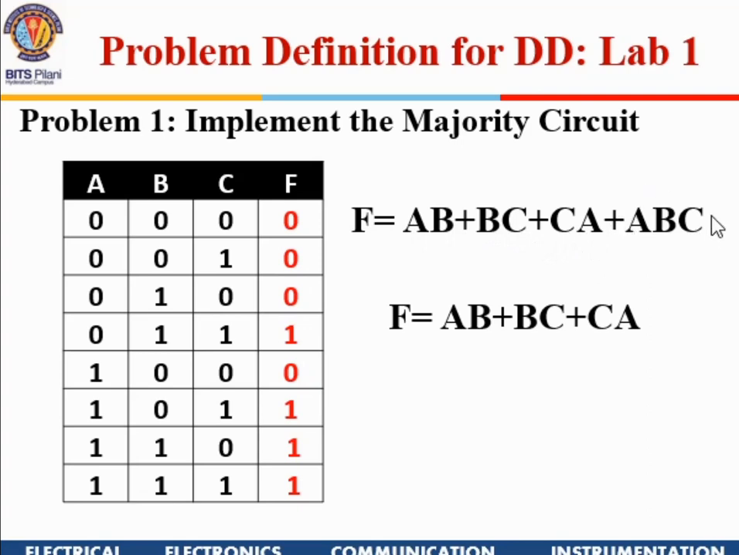Now if you see ABC, this is a redundant expression, so we need not use this. You might ask me, sir, how do we come to know whether this is a redundant gate or not? That we will learn in the theory. Right now I'm just telling you, this is going to be redundant because ABC being one means AB is one, so you can just neglect that. So this is the function which we need to implement.